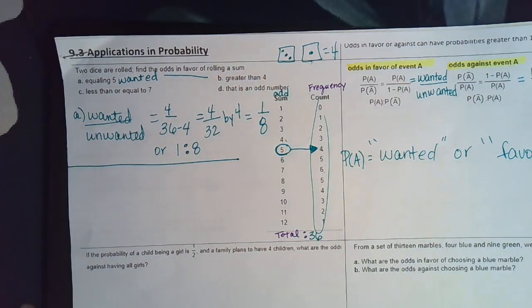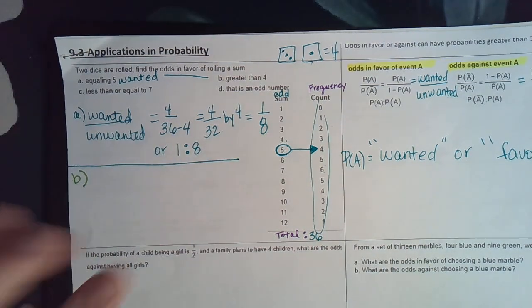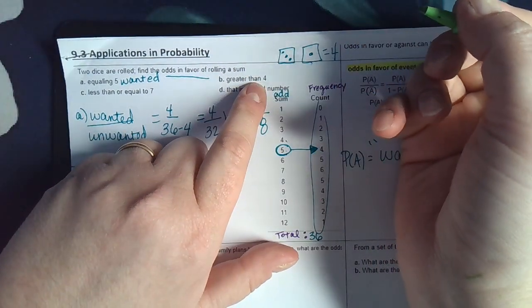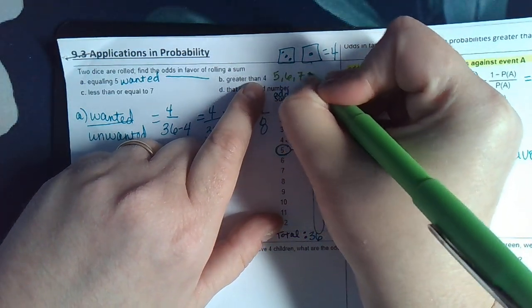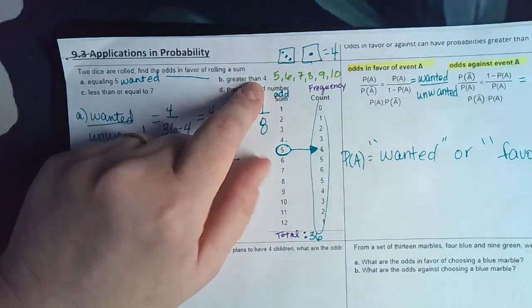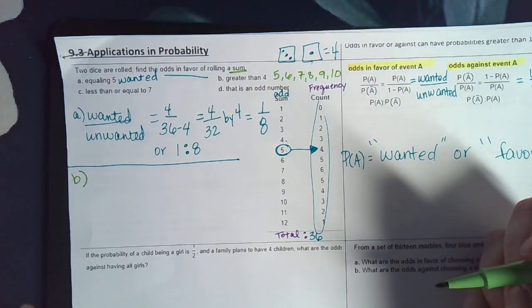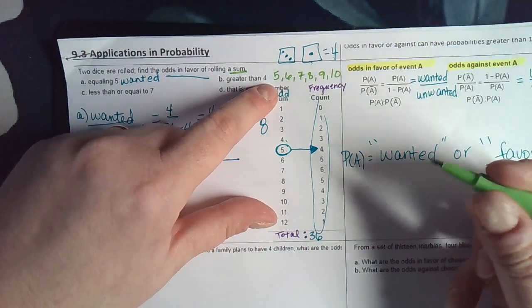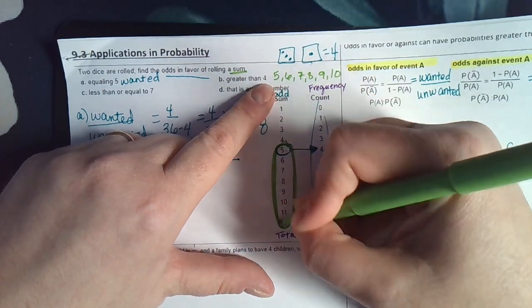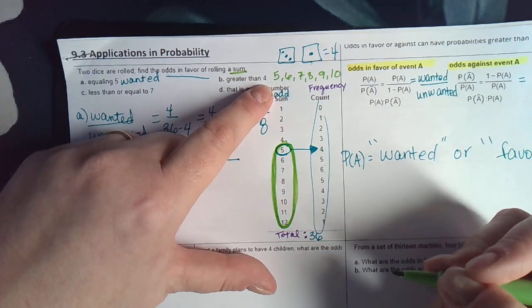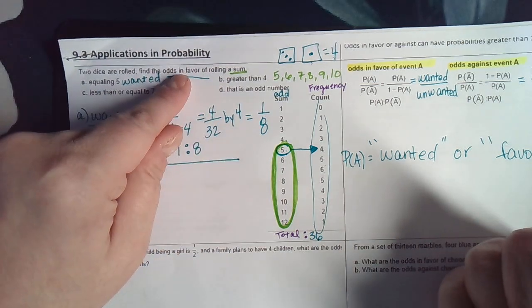Okay, let's look at part B. Part B says rolling a sum greater than 4. So what numbers are greater than 4? 5, 6, 7, 8, 9, 10. Yeah, you get that. Okay, and we're looking for a sum that's greater than 4. So what sums are greater than 4? 5, 6, 7, all the way up to 12. If it would have said greater than or equal to 4, then I would have included this 4 in my circle.